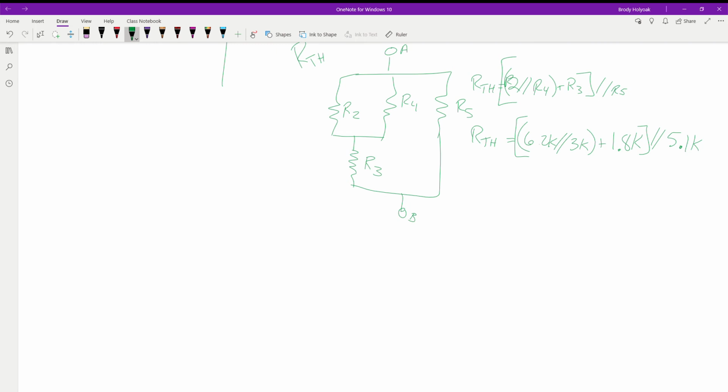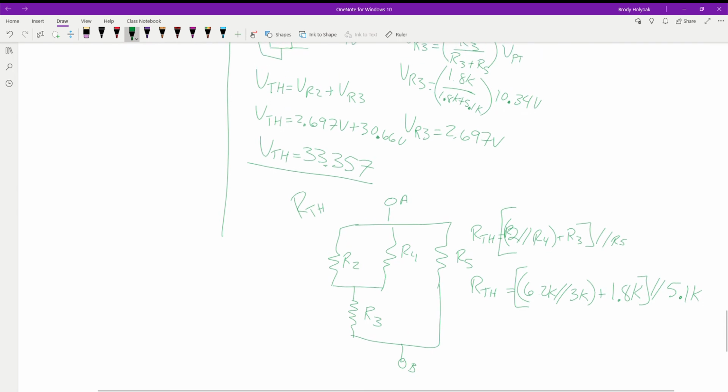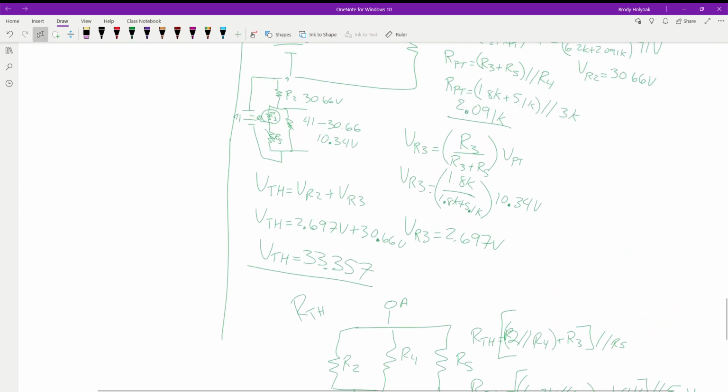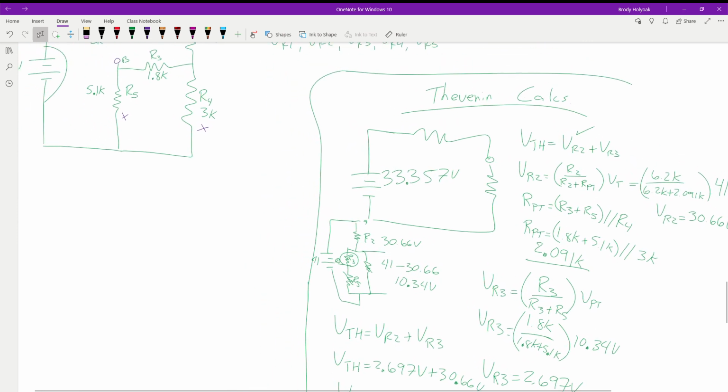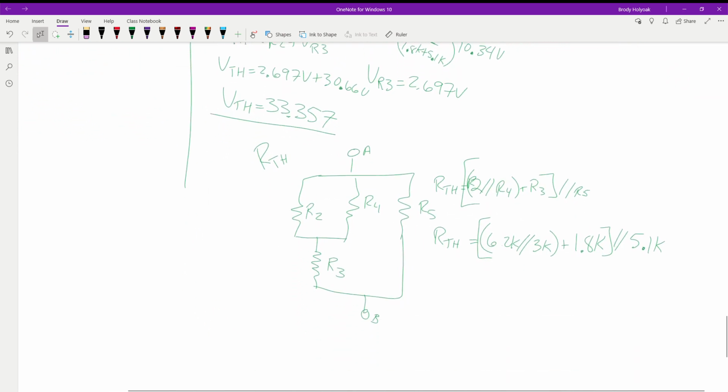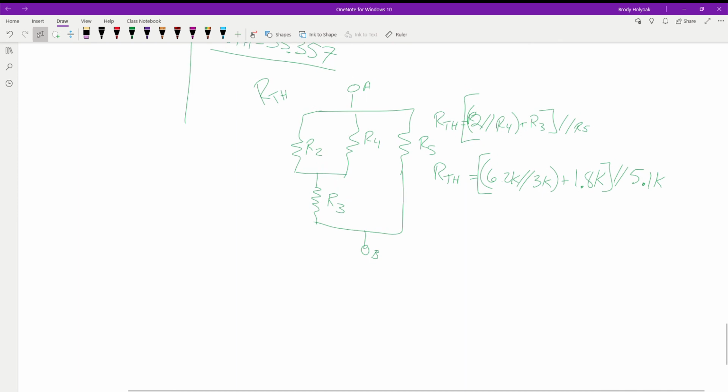For the V-Thevenin, can we just go around to the voltage supply and then back up through our side? Yes, we could have, but you still would have had to do the same amount. So we have the 6.2K and the 3K. What does that give us?